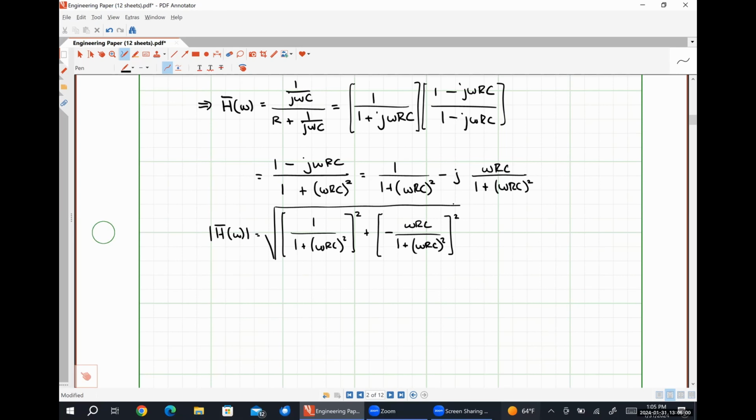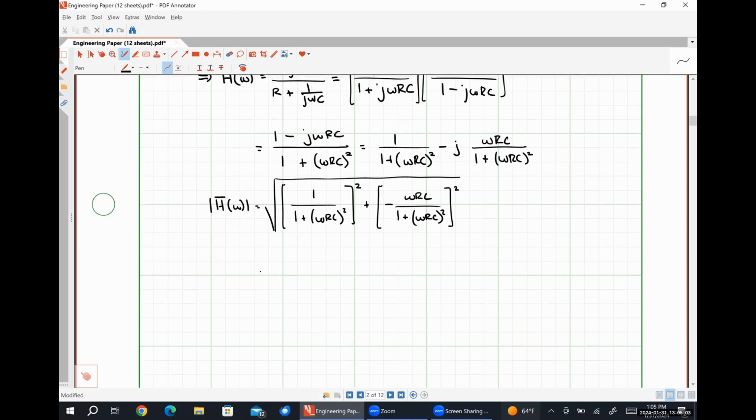Continue my square root sign. Okay, so let's keep on trucking with this. In my denominator, I hope it's fairly obvious that I am going to have 1 plus (omega RC) squared, right? I have a common denominator on both sides, so I can just lump all that stuff together.